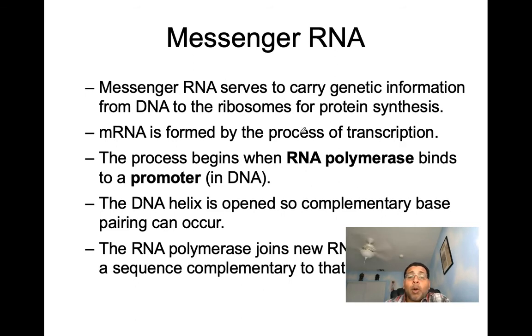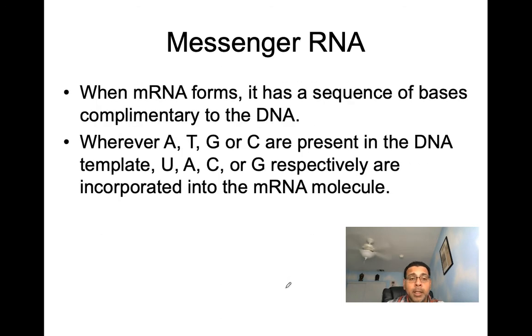So mRNA is formed by the process that we call transcription. So that's the whole function of transcription, to produce an mRNA molecule. Now this process is going to begin when RNA polymerase is going to bind to, we said, a promoter region on the DNA. The DNA helix then is opened up so complementary base pairing can occur. The RNA polymerase is going to join the new RNA nucleotides in a sequence that's going to be complementary to the DNA, but we said the difference is going to be in place of thymine, we have uracil. So let's look at this.